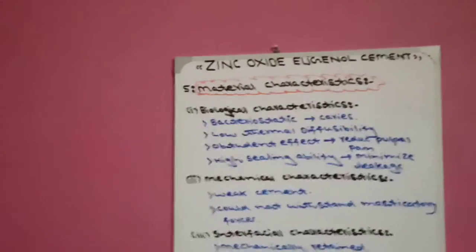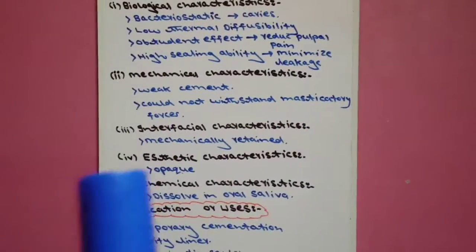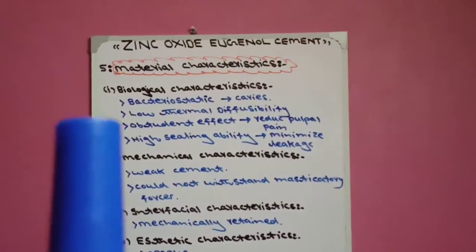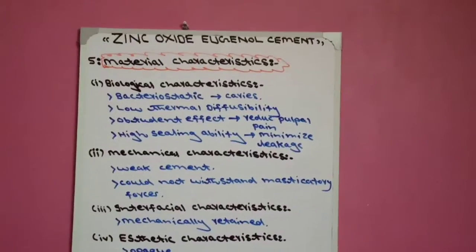Now in material characteristics there are 5 types of characteristics. Number 1, biological characteristics. Number 2, mechanical characteristics. Interfacial characteristics. Aesthetic characteristics. Chemical characteristics. We study 5 types of characteristics. First, biological characteristics are the biological properties of zinc oxide eugenol cement.